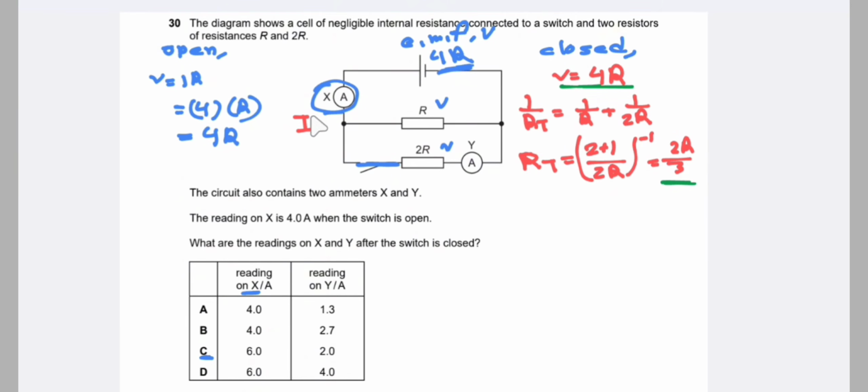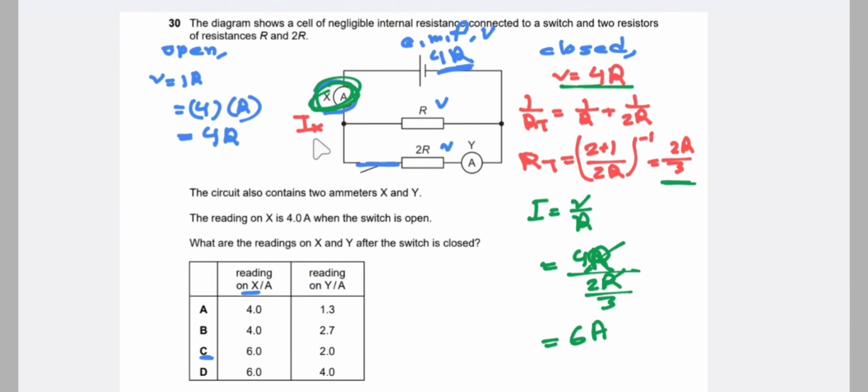By using these two values, we need to find the total current that is supplied by the battery. So I is equal to V by R. The voltage is 4R by 2R by 3. R and R cancel, and the answer that we get is 4 into 3, that is 12 by 2, that is 6 ampere. So the total current provided by the battery is 6 ampere when the switch is closed.